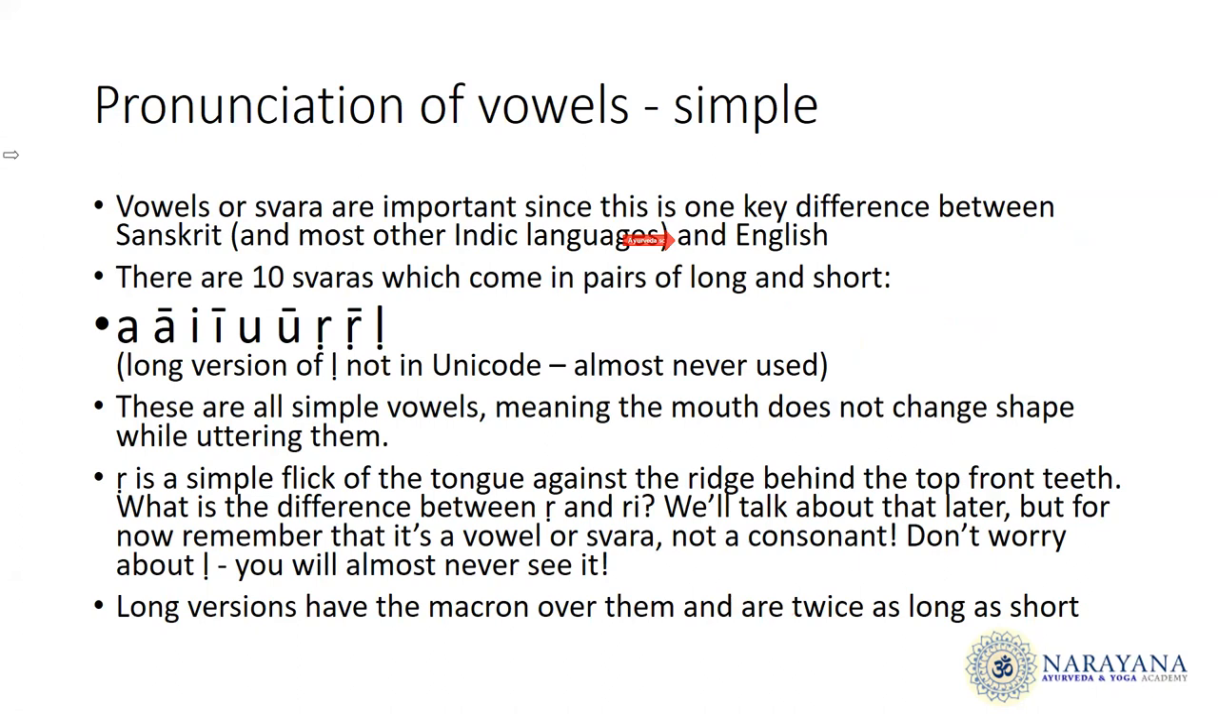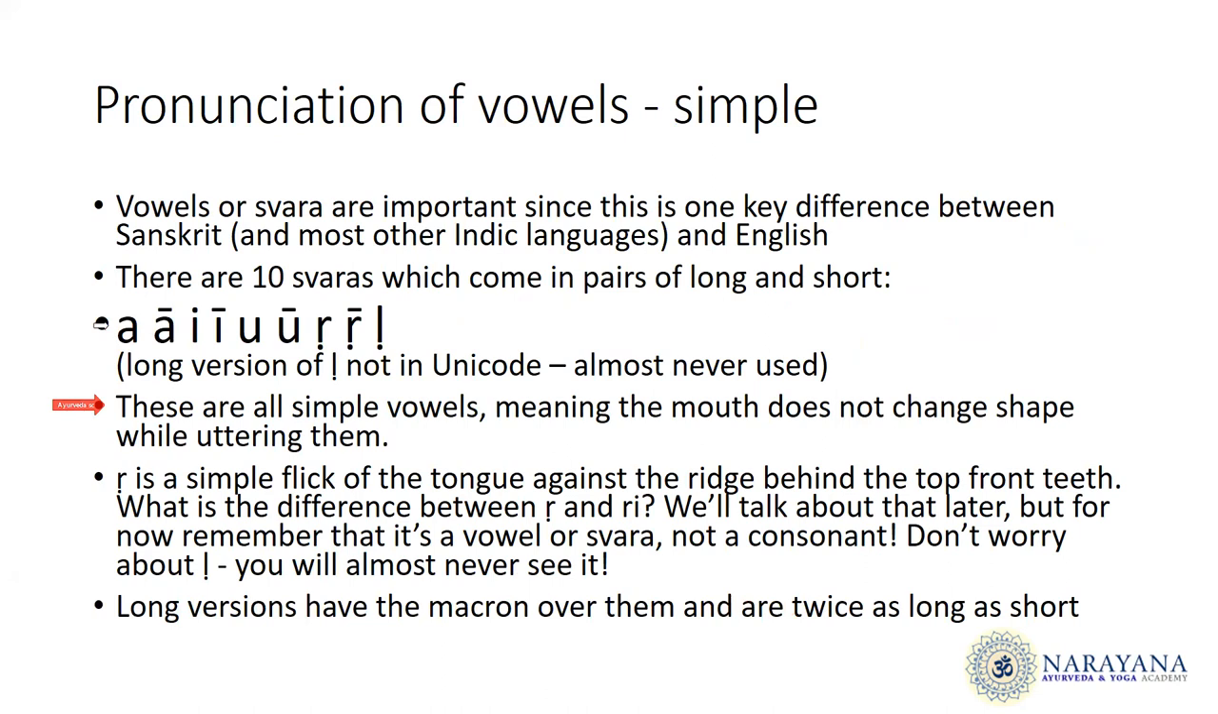So there are 10 swaras which come in pairs of long and short. So these are a, i, e, u, ri, and so on. I don't even have the last ri represented. It's almost never used. It's actually not even in the Unicode font digraphs. So these are all simple vowels. What do we mean by a simple vowel? The mouth does not change shape while uttering them. I'm going to talk about your mouth moving a little bit here. So bear with me because this is very important. We're going back to the basics of how we pronounce things, okay?